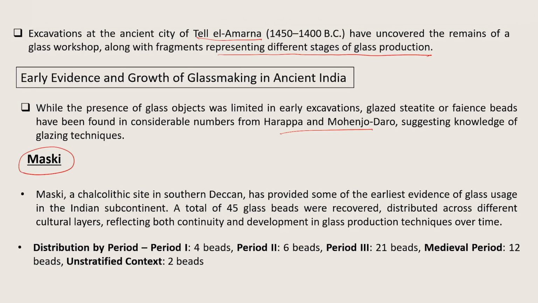Maski, a Chalcolithic site in southern Deccan, has provided some of the earliest evidence of glass use in the Indian subcontinent. A total of 45 glass beads were recovered, distributed across different cultural layers, reflecting both continuity and development in glass production techniques over time. Now, distribution by periods: period 1, 4 beads; period 2, 6 beads; period 3, 21 beads; medieval period, 12 beads; and unstratified context, 2 beads were reported.